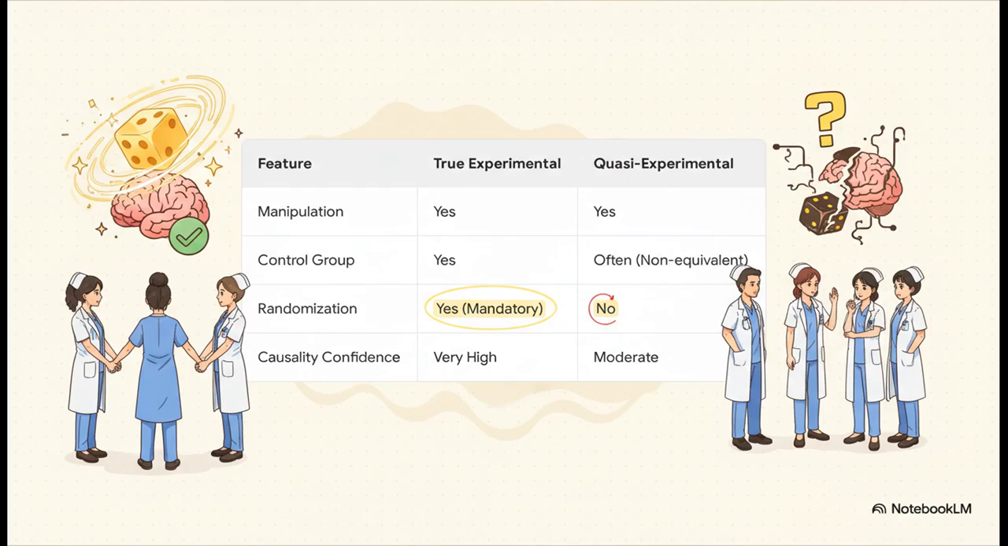This table just lays it all out perfectly, doesn't it? Look, both designs have manipulation. That's a yes for both. Both often have a control group. But then you get to that randomization row. See that? It's mandatory for a true experiment, and it's what's specifically missing from a quasi-experiment. That single difference is what leads directly to that last row, the level of confidence we can have that our intervention is what truly caused the outcome.